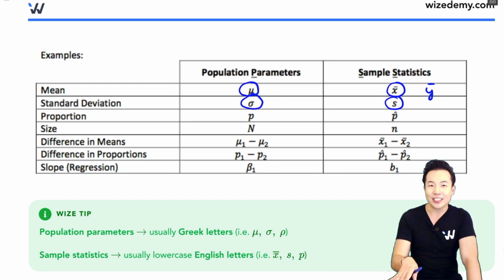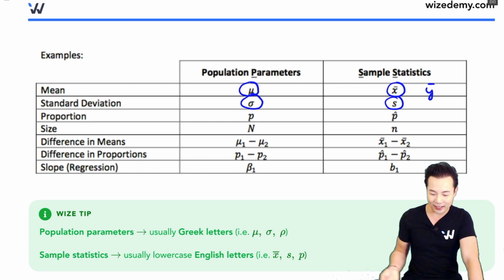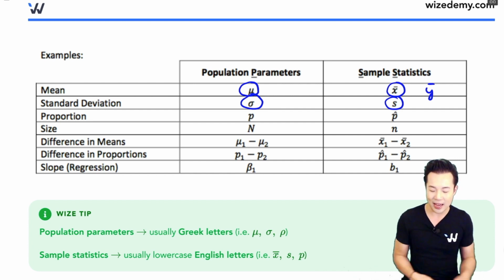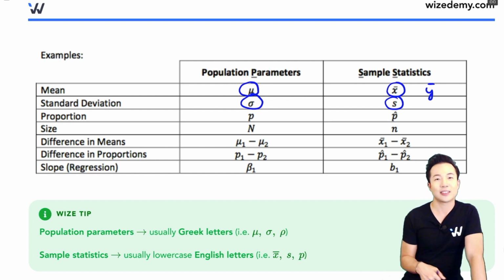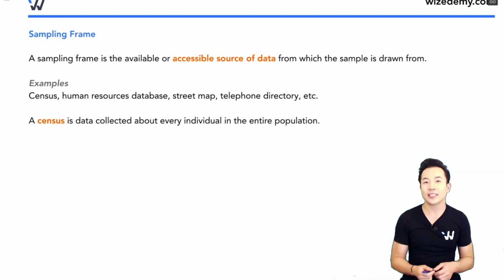The reason why I'm showing you this is because notice that the parameters are usually Greek letters. Not always, usually. And then the sample statistics are in lowercase English letters. Again, not always, but usually. So when I lay them all like this, you can see that Greek letters are in the parameter column, and then the English letters are in the statistics column. Again, not always.